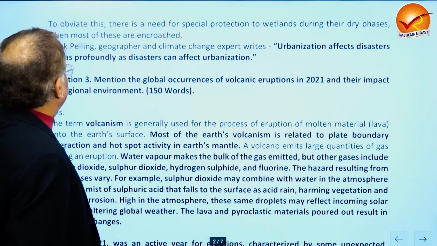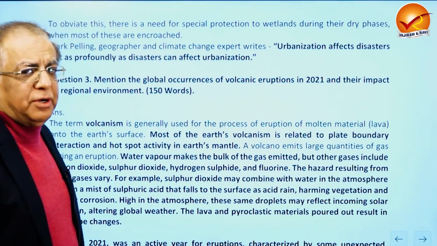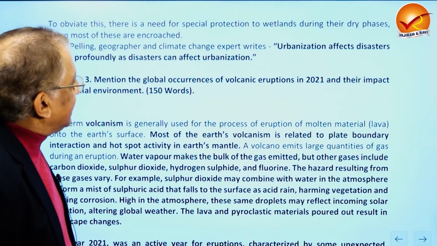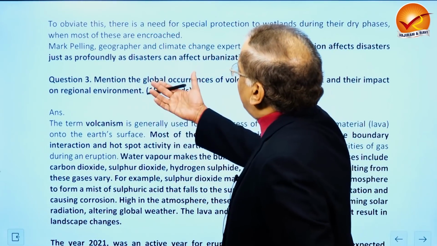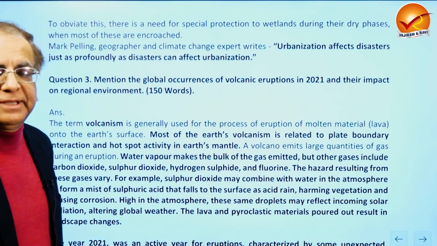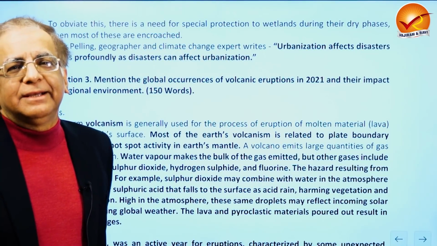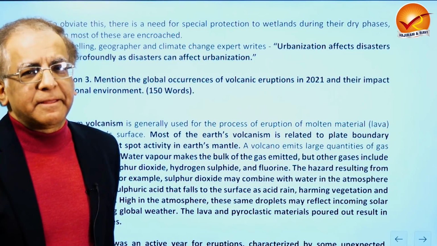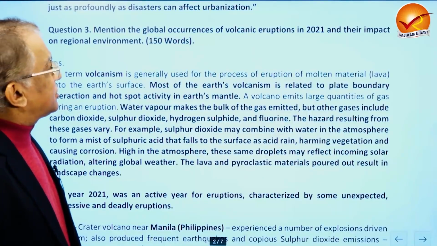And I will quote here at the end in my conclusion, Mark Pelling, the famous geographer and climate change expert, has beautifully written that urbanization affects disasters just as profoundly as disasters can affect urbanization. This really tells a lot about what is happening in our urban areas in India for the last, say, 2 or 3 decades. Now, let's come to the next question.